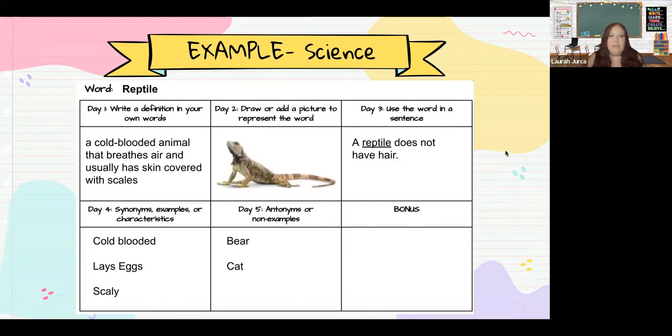Here's an example for science. We've got the word reptile. Again, we're going for a student-friendly definition. So a cold-blooded animal that breathes air and usually has skin covered with scales. We got our picture there of an iguana. Word in a sentence: a reptile does not have hair. And then they put in some characteristics: cold-blooded, lays eggs, scaly. And then some non-examples, a bear or a cat. Other non-examples would be a frog, amphibians, mammals, things like that. And then you could, again, put in a bonus question or have them use the word in another way.